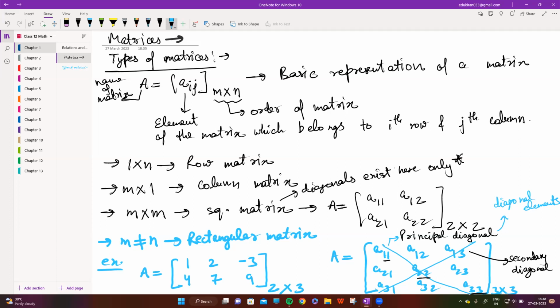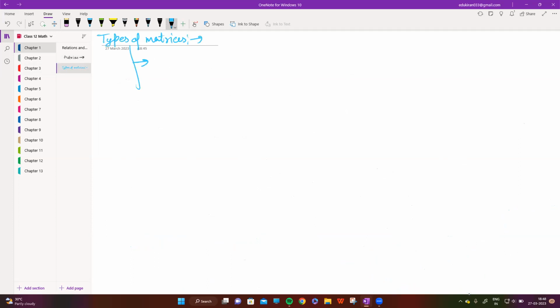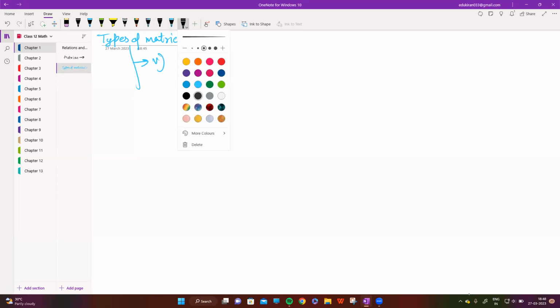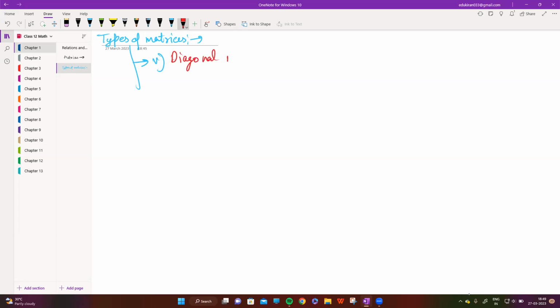Now, how to represent diagonal elements? That we'll see here. So the fifth type is the diagonal matrix.